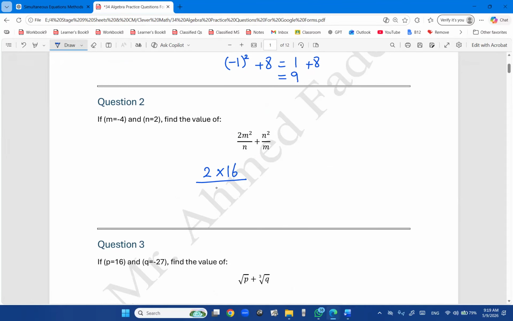over n, which is 2, plus n, which is 2 squared, n squared, so it is 4, over m, which is -4. This will lead to what? 32 over 2 plus 4 over -4. So it is 16 plus -1, equals 15.